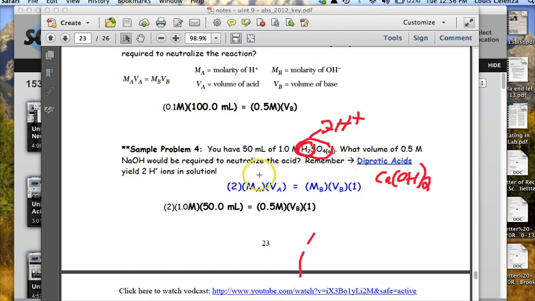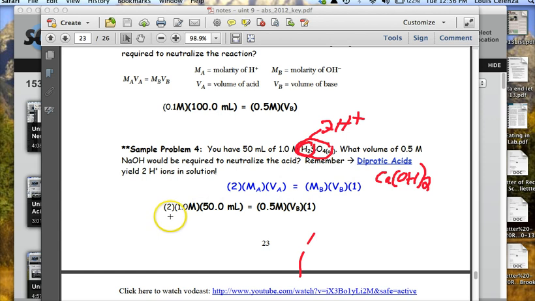So if you have a diprotic acid or a triprotic acid, you'd have to put either a 2 here for diprotic or a 3 for triprotic. If you have a base that has more than one OH, dihydroxy or trihydroxy, you'd have to put either a 2 or 3 here. So you really have to be careful with that.